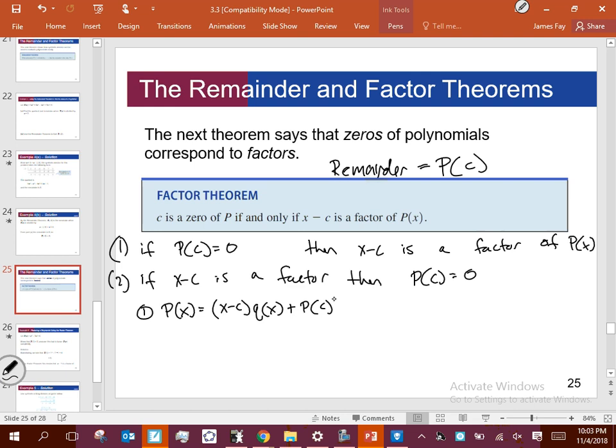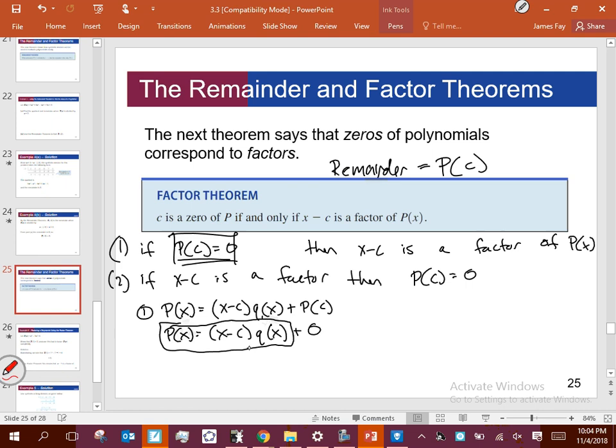Now, why is that useful? Because if P of C is 0, we'll make that substitution. The if part, remember, is given. That's happening in front of us right now. We know that to be true, so we can use that in our proof. So P of x equals x minus C times Q of x plus 0. So ultimately that just leaves me P of x is equal to this thing.